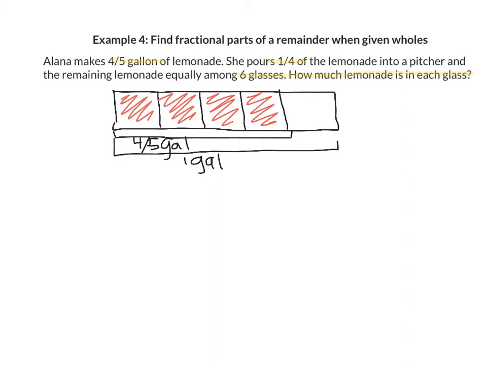Our problem tells us that she pours 1/4 of the lemonade into a pitcher and the remaining lemonade equally among 6 glasses. So since we created the 4 units to represent her lemonade, we're going to shade in one of those 4 units to show what she poured into the pitcher. I'm going to label that pitcher. And then everything that's left, those 3 units, is going to be what she poured into her glasses.